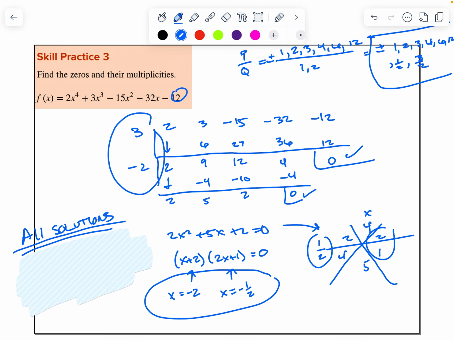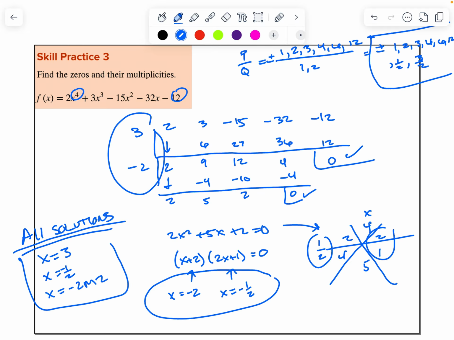So it looks like -2 actually would have worked again, right? So all of our solutions are listed here: 3, -1/2, and -2 has a multiplicity of 2. So of 4 solutions, all 4 solutions are listed here.